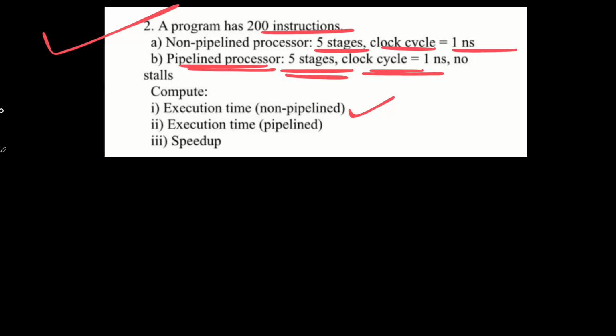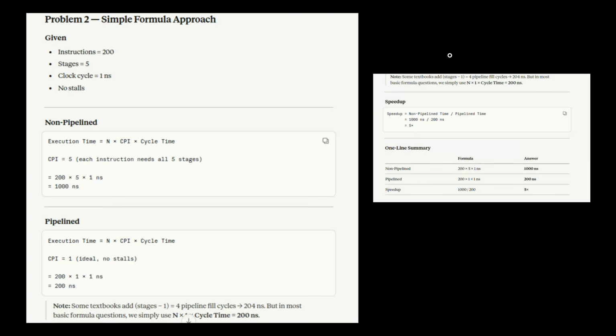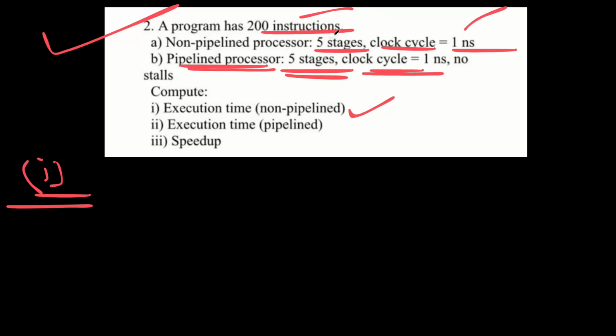First let us see how we calculate the execution time of non-pipeline. We have the total number of instructions into clock cycle into CPI. We all know that. Here, how we do it for a non-pipeline processor and for a pipeline processor are two different methods. First you have to understand a basic funda here.